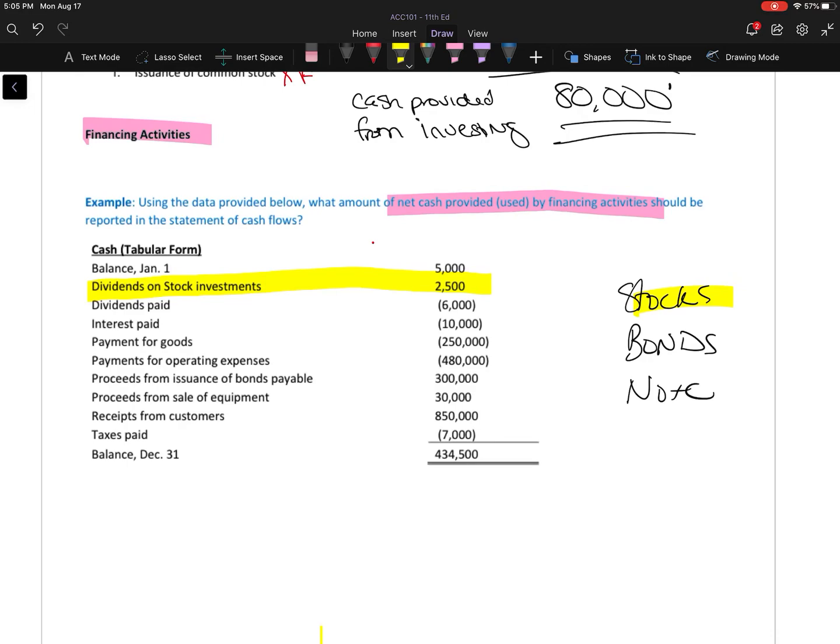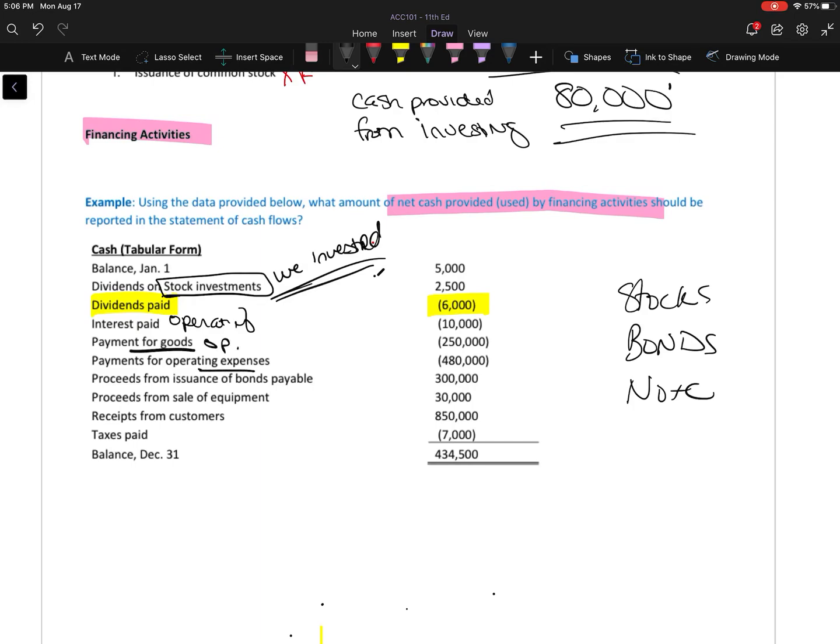The beginning cash balance, no. Dividends. Yes, dividends are included as stocks, bonds, and notes, right? They're part of a stock. Or not part of a stock, but they're part of stock activity. No, I'm sorry. My apologies. I misread that. This is dividends on stock investments. So that's investment we invested in. So that does not have to do with our stock. Dividends paid down below, that would be included.